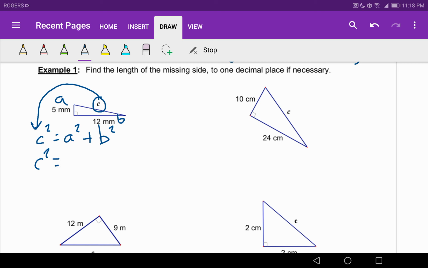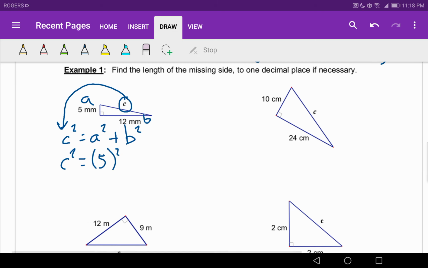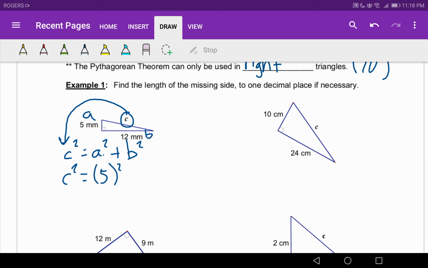So let's write C squared equals, instead of A squared, let's write 5 squared plus 12 squared. Okay, so why are they interchangeable? Well, 5 squared plus 12 squared is the same as 12 squared plus 5 squared. So it doesn't matter which order you write those in. So it doesn't matter which you assign A and B, you're going to get the same answer.